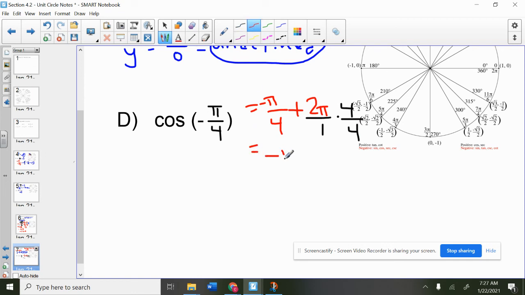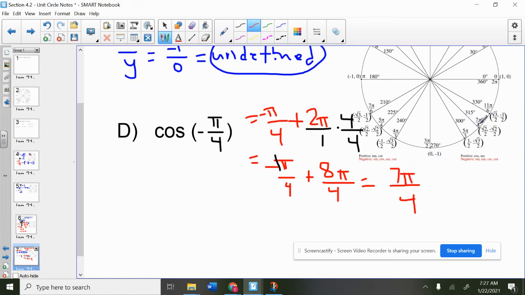So that would give you -pi over 4 plus 8 pi over 4. So 2 pi times 4 is 8 pi. 1 times that, and we can say 8 divided by 4, that's 2 pi. That's equivalent. So my denominator is 4. Negative, remember, that's really a negative 1 pi. So negative 1 plus 8, that's 7. So then this ends up giving me 7 pi over 4.